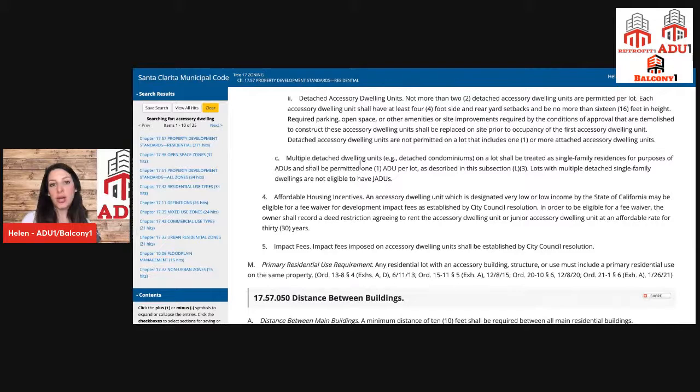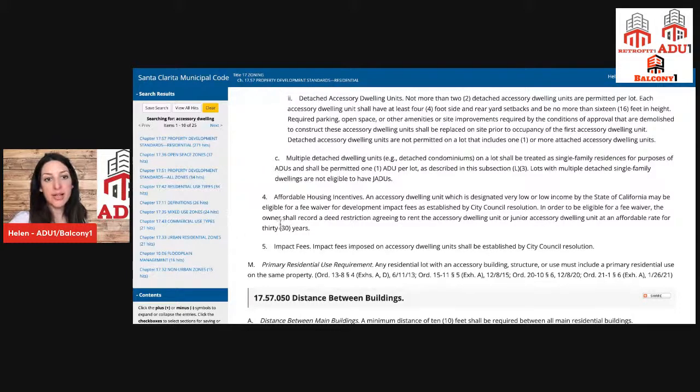And then here's something a lot of cities say: multiple detached dwelling units. Sometimes these are called multiple single family units or single family homes, or just individual units that are all detached from each other. Even if you have a bunch of those on a property, they are still treated as single family residences, at least for the purpose of ADUs. So you would only be allowed one. And in that case too, even though it's under the single family rules for ADUs, you cannot put a JADU on a property such as that.